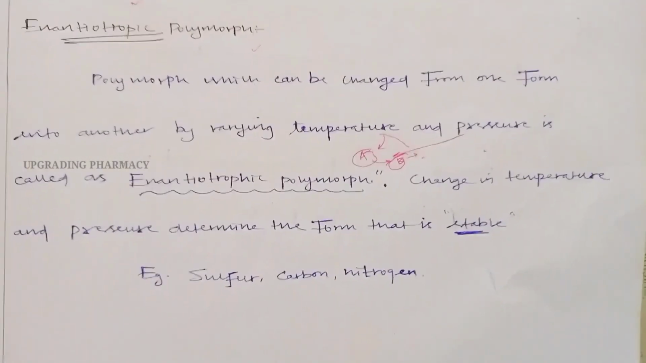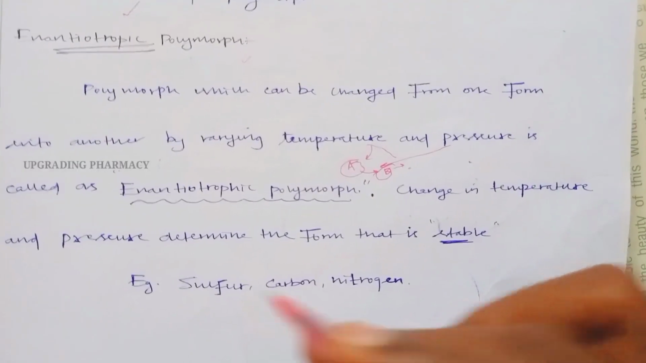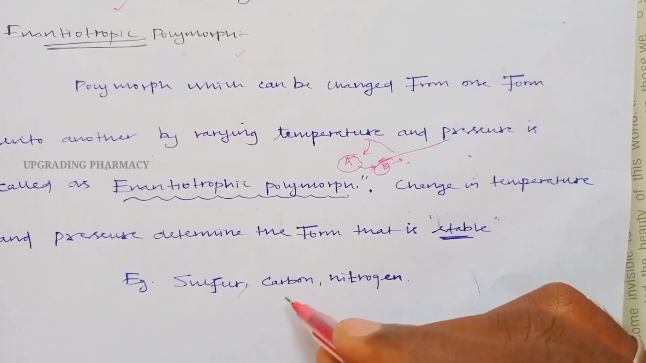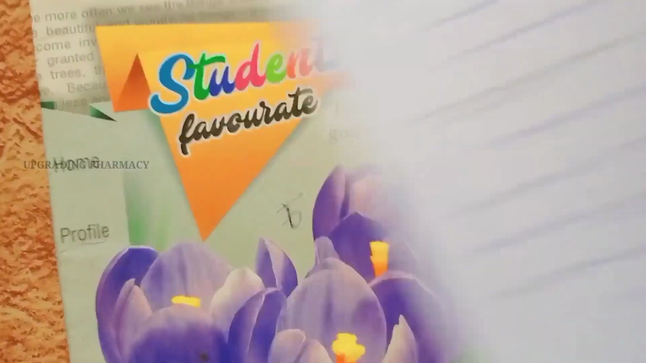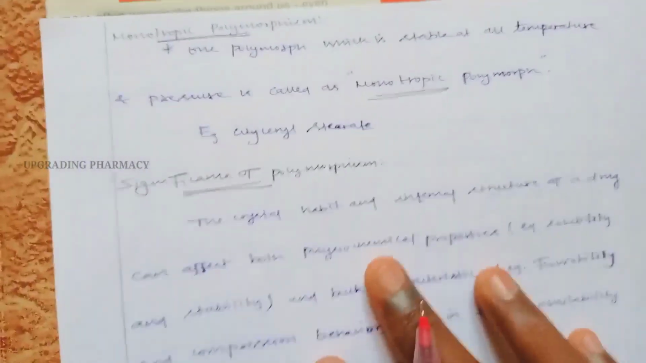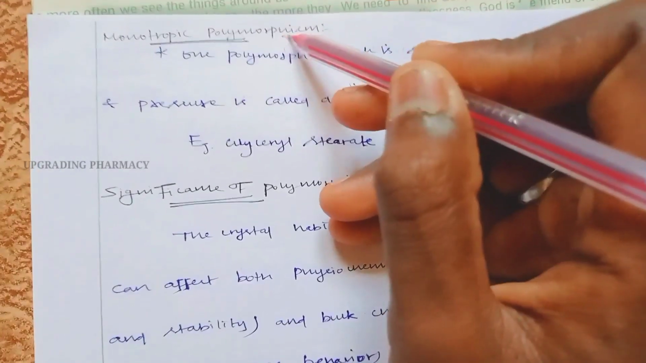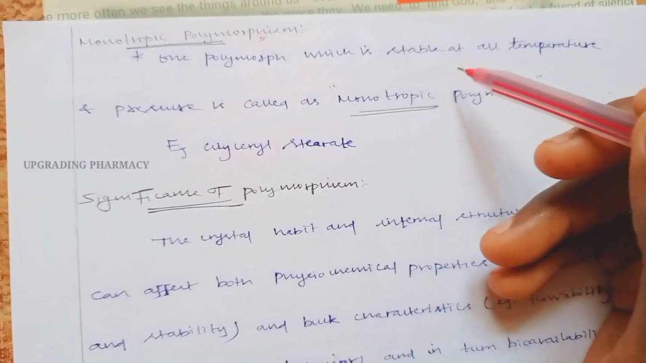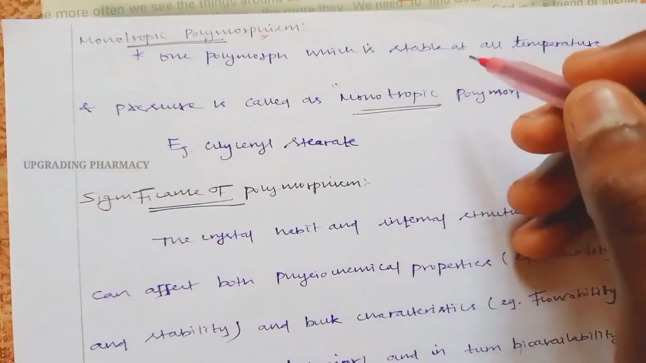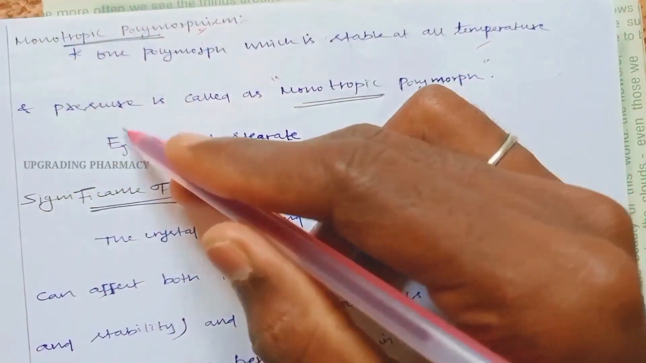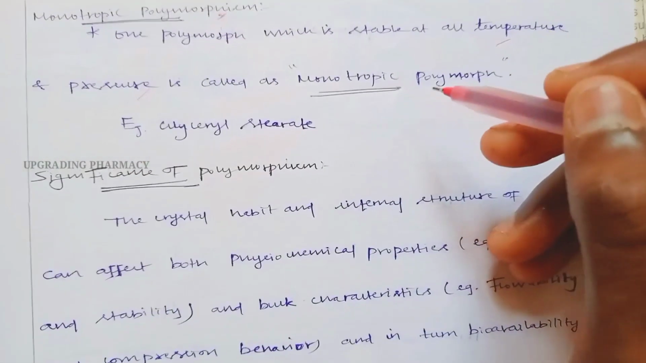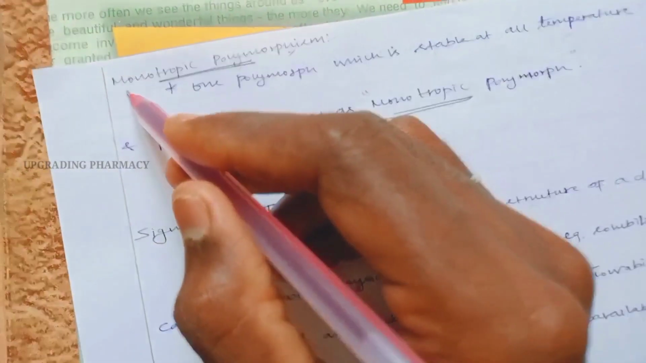which is stable. Examples for enantiotropic polymorphism are sulfur, carbon and nitrogen. So these are some examples for enantiotropic polymorphism. And the second one is monotropic polymorphism. This is very stable and it does not change according to the temperature and pressure. So this is monotropic polymorphism, that is the name, mono.